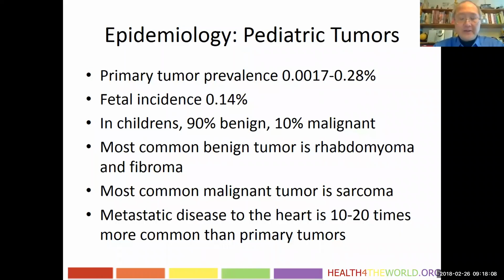The most common benign tumors in children are rhabdomyomas and fibroma. The most common malignant tumor is, again, sarcoma, especially rhabdomyosarcoma. Metastatic disease of the heart is about 10 to 20 times more common. So similar to adults, if you see a tumor in the heart, the first thing you really need to think about is potential metastatic disease.